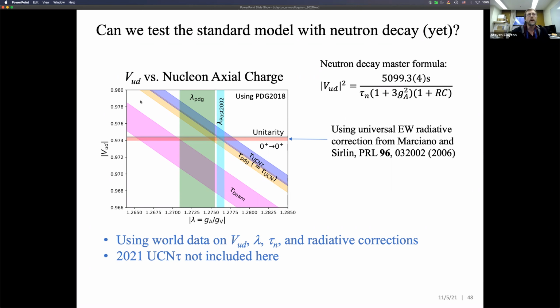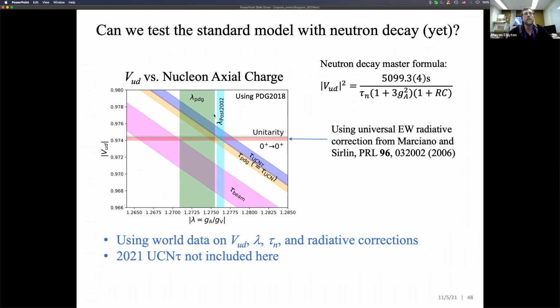So here, this plot, I'll show it a few times, so let me explain it. I'm plotting this V_ud determination versus this g_A parameter. Basically there have been several g_A measurements. The more recent ones are this, we call them post 2002. One of them includes ours at Los Alamos using ultracold neutrons actually.